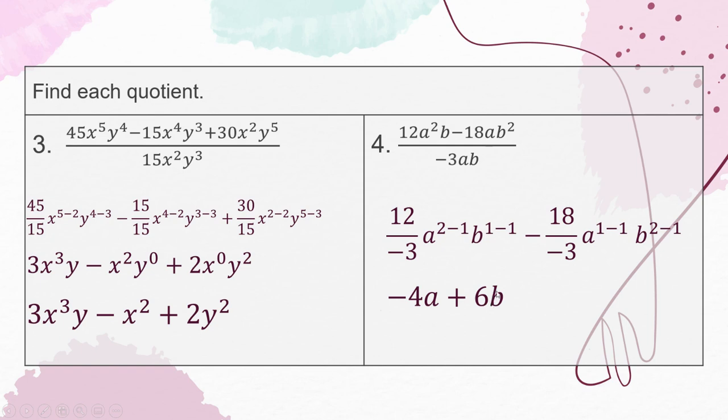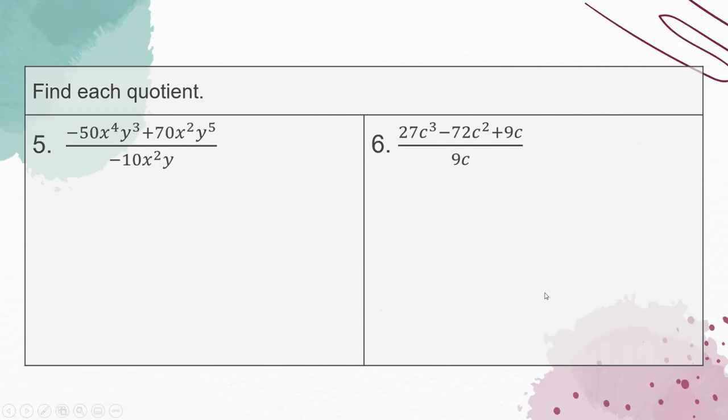And then a to the 0 power is just 1. We don't need to write that. And then b to the 2 minus 1 gives us b. So the final simplified answer is negative 4a plus 6b.